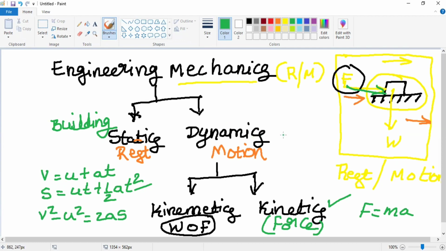Study the bodies while the body is in motion, for example any automobile like a car. You can study about the car. That is dynamics. In that also, when we study without considering the forces acting on the body, it is kinematics, whereas if we consider the forces acting on the body, it is kinetics. So this is the basic of mechanics.